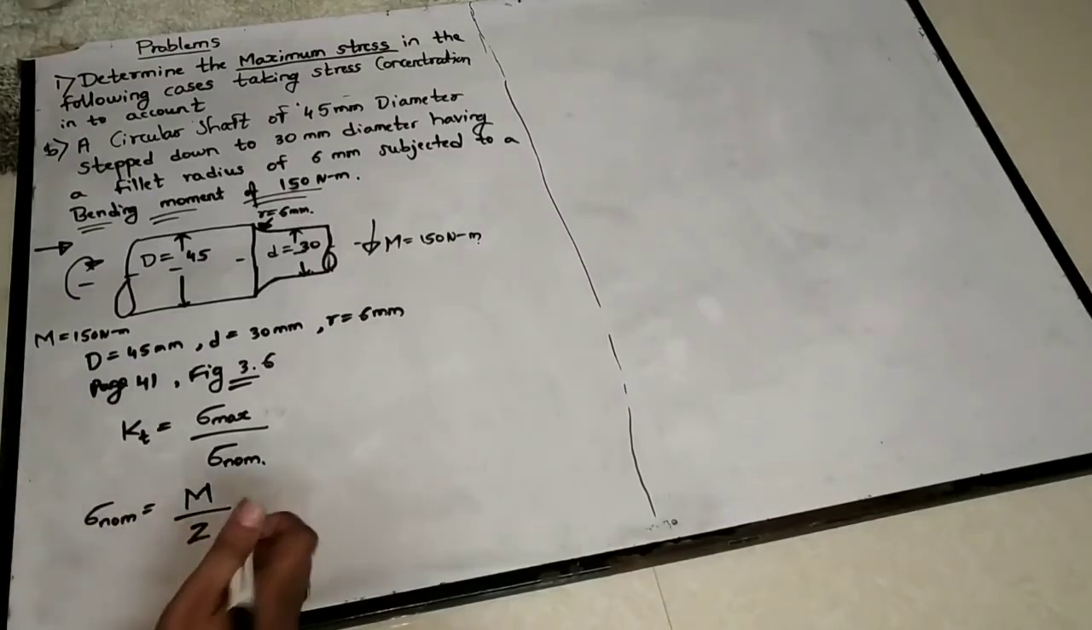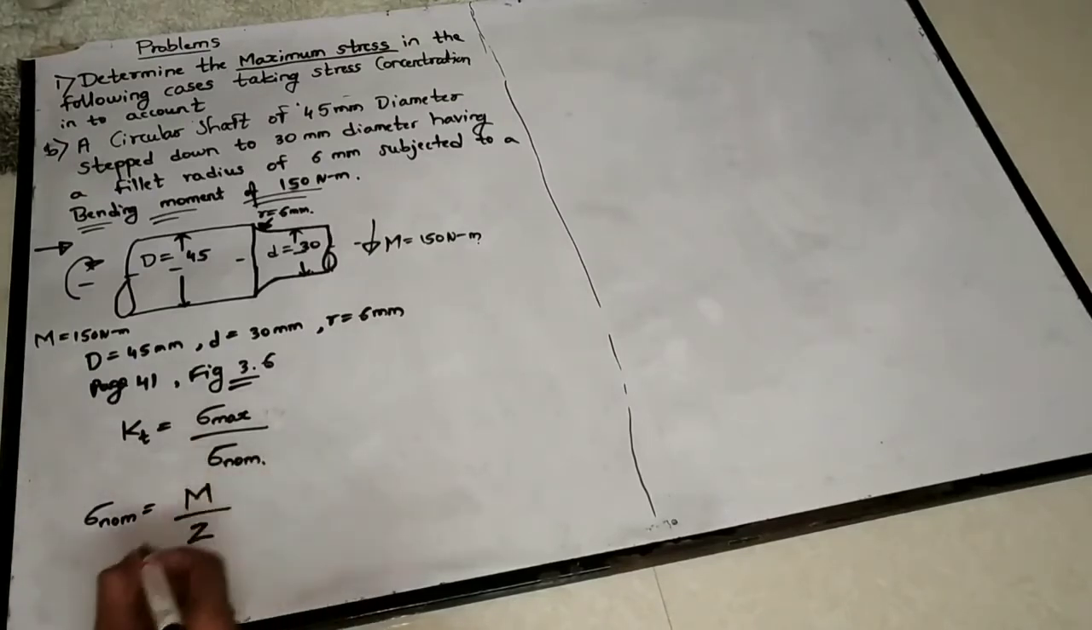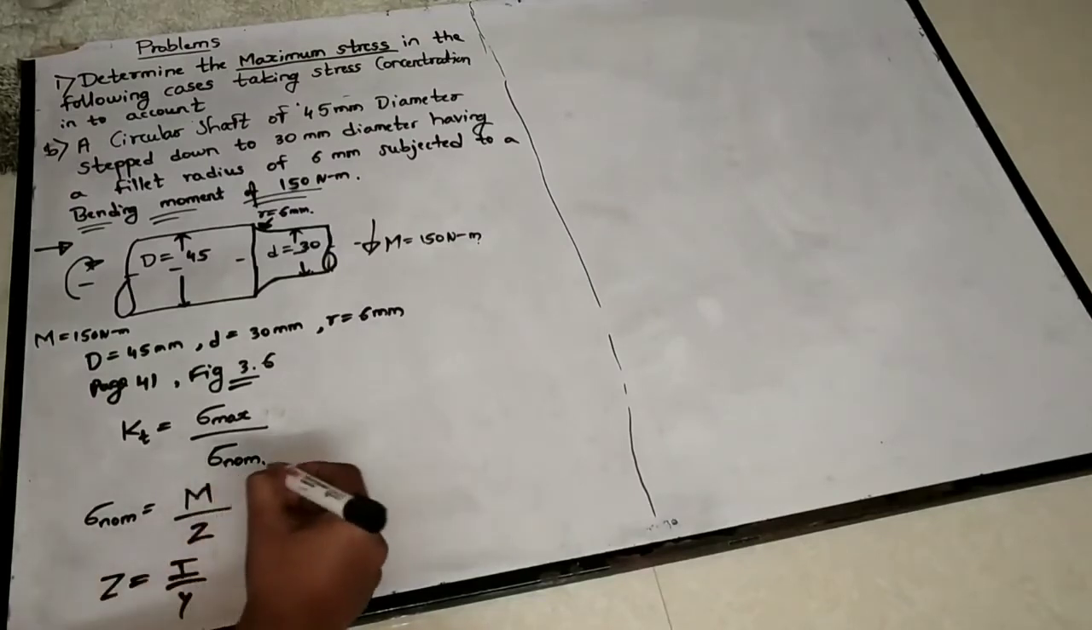And what is Z? You already know Z is the section modulus, which is also given by I by Y. You already studied this in MOM, and in some previous problems you have also used it, right? So either you solve by taking this, or directly, if it is a simple cross section, you can directly write the expression for Z.